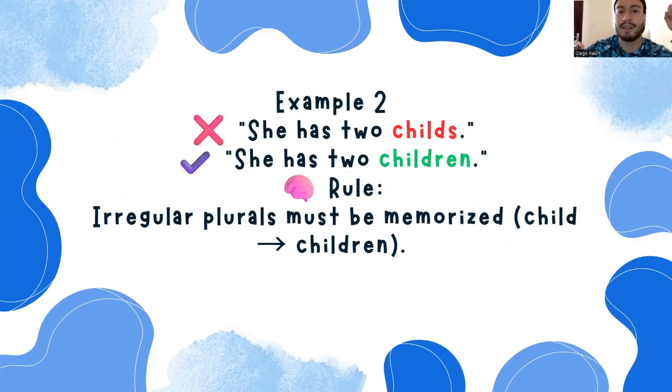Next, this sentence illustrates a misunderstanding of irregular plurals. Childs doesn't exist in English. The correct plural is children. So misusing plural forms can cause confusion, especially for listeners who expect standard vocabulary. So: she has two children. It's the correct sentence.